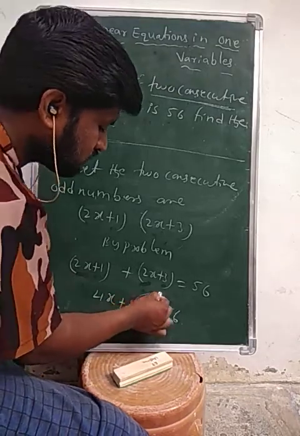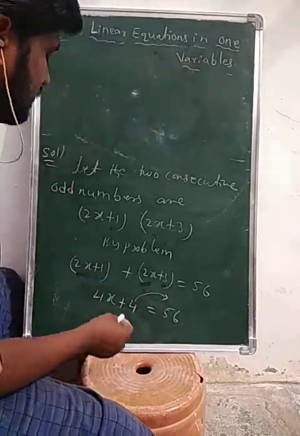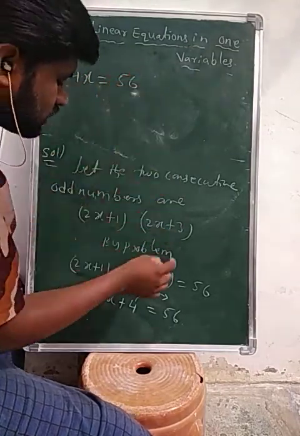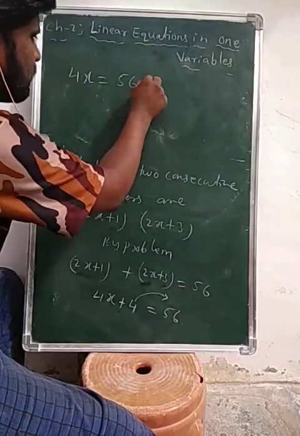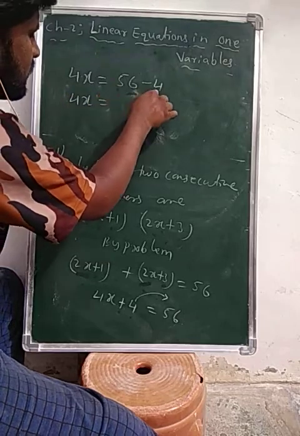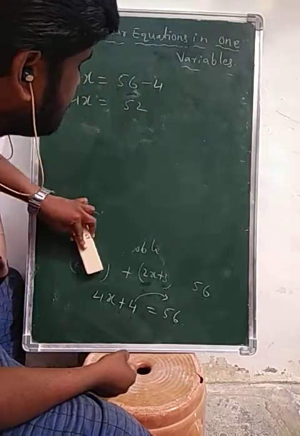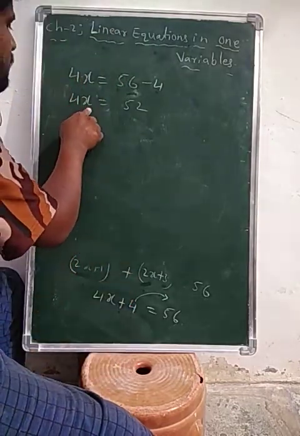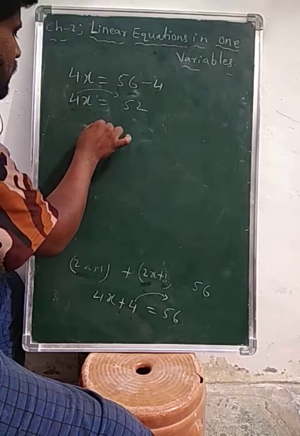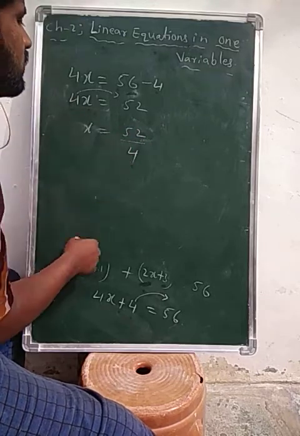Plus 4 is transposed to the RHS, so we get 4x is equal to 56 minus 4, that is 52. 4x means 4 into x. 4 also transposes to the RHS and becomes division. We get x is equal to 52 by 4.